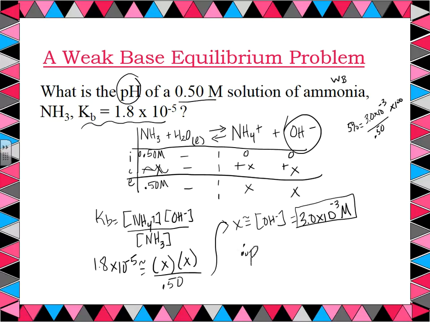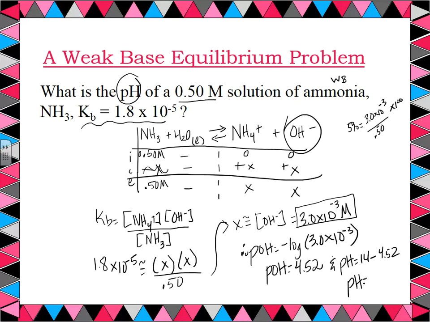So now we can find the pOH. pOH is equal to the negative log of 3.0 times 10 to the negative third. So the pOH is equal to 4.52. Remember, two decimal places here. And that means the pH is equal to 14 minus 4.52. So the pH of this solution is going to be 9.48, and that is ultimately what you're looking for.